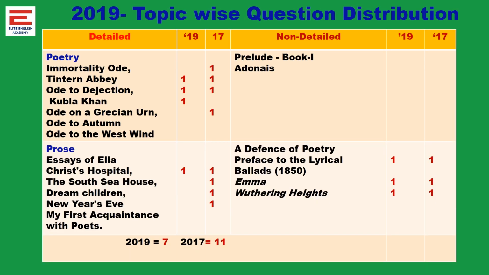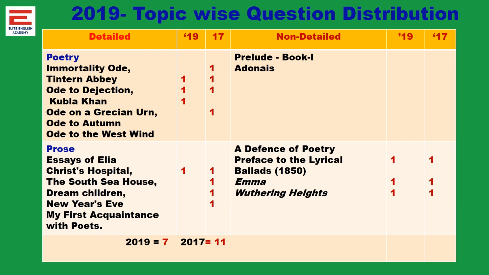So this is the comparison of the questions asked. First, let's see the questions in 2019. In 2019, in total, 7 questions are asked. As usual, the important works like Ode to Dejection, Kubla Khan, Ode on Intimations, then from Essays of Elia, the South Sea House.